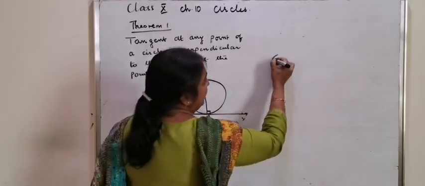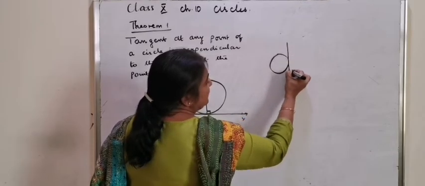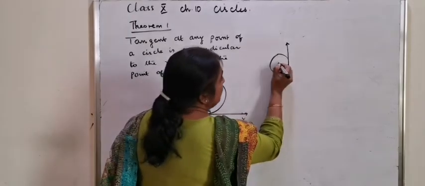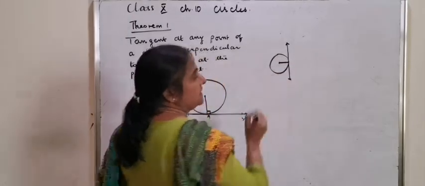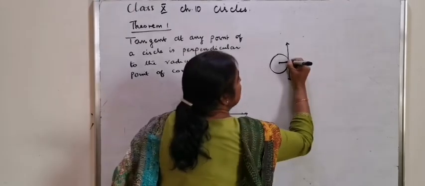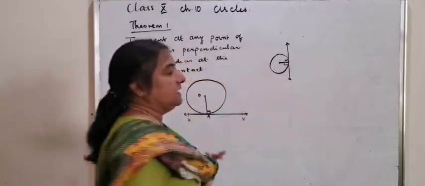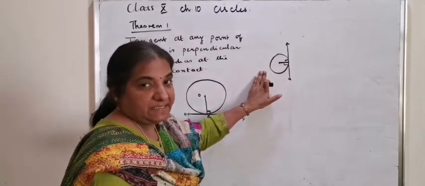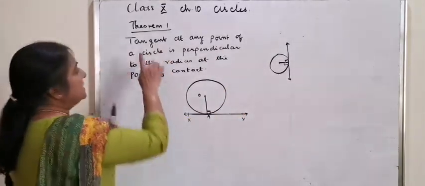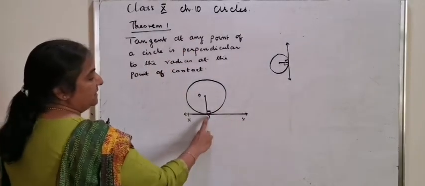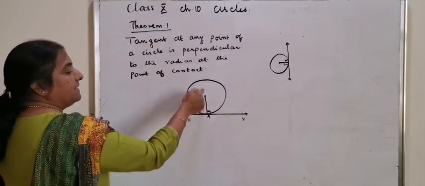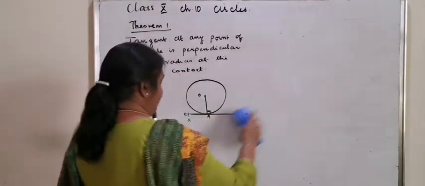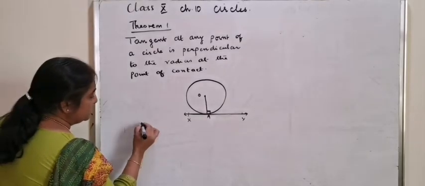So if you consider the tangent at this specific point, and the radius is drawn in such a way, this angle will be 90 degrees. That is how the theorem statement says. So once again, the tangent at any point of a circle is perpendicular to the radius at the point of contact. So after drawing the figure, what is the given condition?